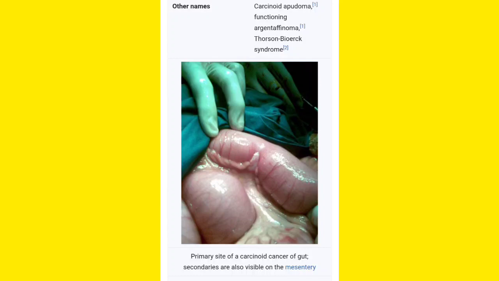And where is the secondary? Here you can see in the picture, the secondaries are visible in the mesentery. Sometimes the secondary tumor can also spread to the lungs. Remember, that is known as lung NET. NET means neuroendocrine tumors. Lung neuroendocrine tumors are secondary. The primary generally occurs in the gut.